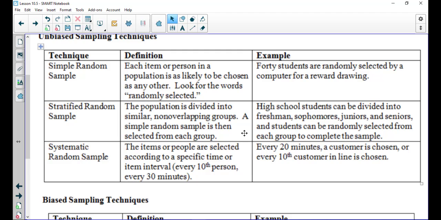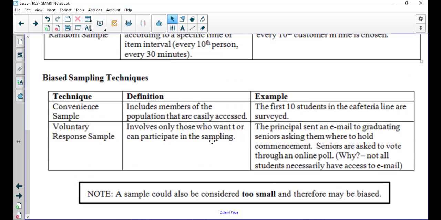Let's talk about some of those bad or biased sampling techniques that we have. So down below this, we've got 2. Now, these are not the only biased sampling techniques, and honestly, some of these are actually used to create samples and try to determine information to make predictions. So they're not completely bad, and they are ones that are used, but we do consider them biased sampling techniques.